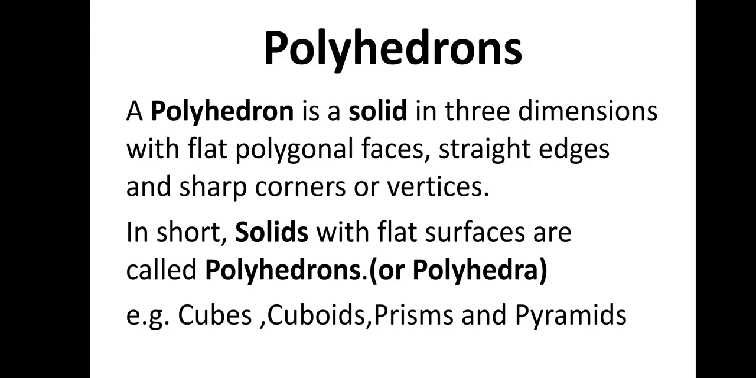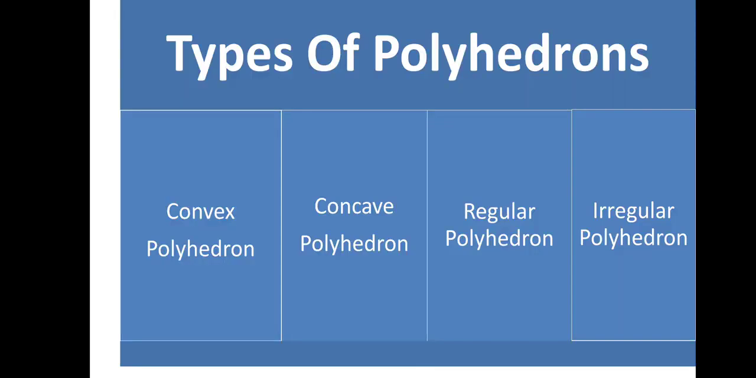Cube, cuboid, prism and pyramids are the examples of polyhedrons. Now, in this we will also study the types of polyhedrons. There are basically 4 types of polyhedrons: convex polyhedron, concave polyhedron, regular polyhedron and irregular polyhedron. So, what are polyhedrons? The polyhedrons are the solids made up of polygonal regions, or in layman language we can say a solid having flat faces. They are called polyhedrons or polyhedra. Examples: cube, cuboids, prism and pyramids.